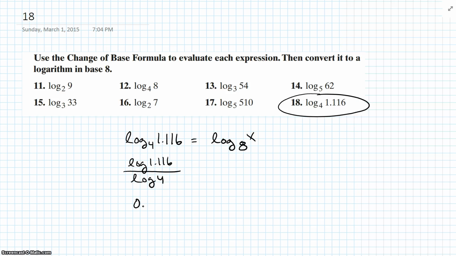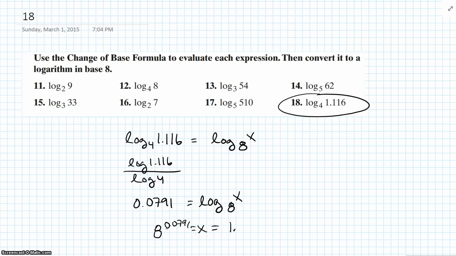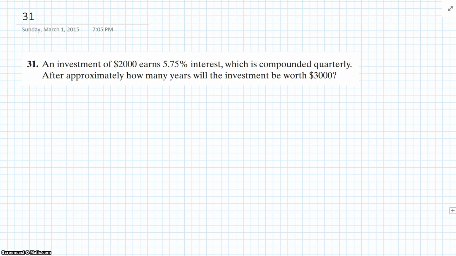0.0791. So 0.0791 equals log base 8 of x. So we can rewrite this as 8 to the 0.0791 power equals x. So same step, 8 to the power of that answer, 1.1789. So 1.179. All right, next one, 31.